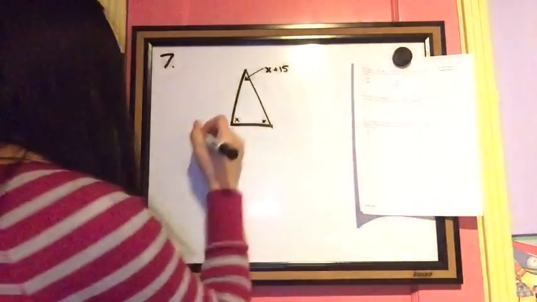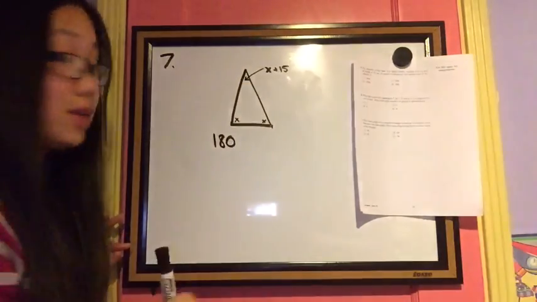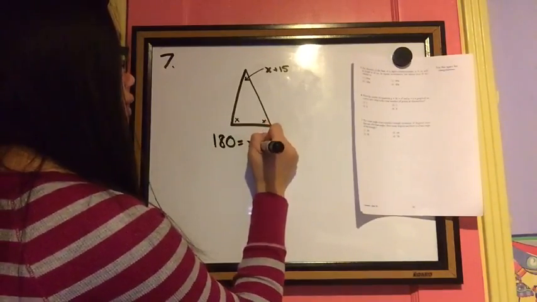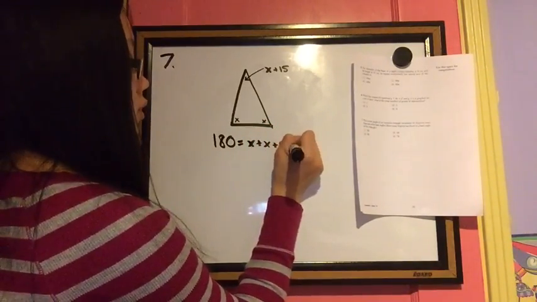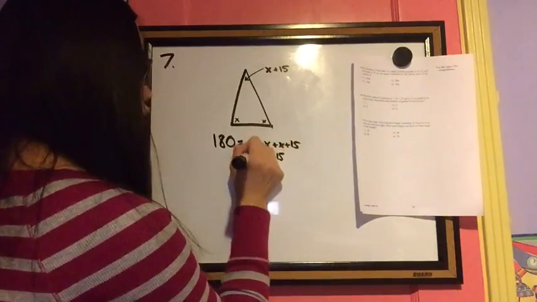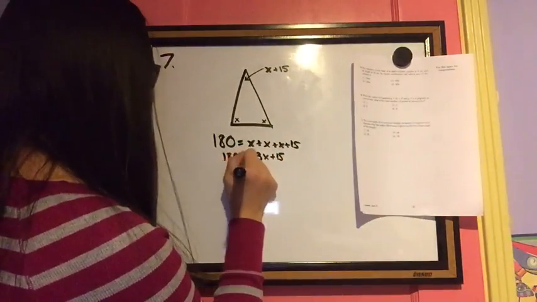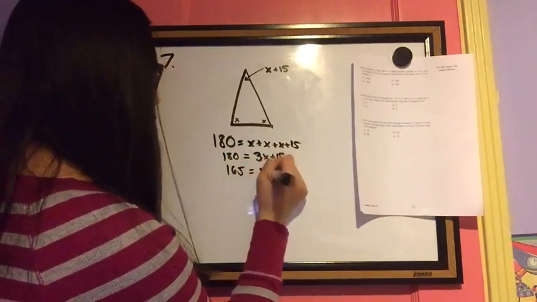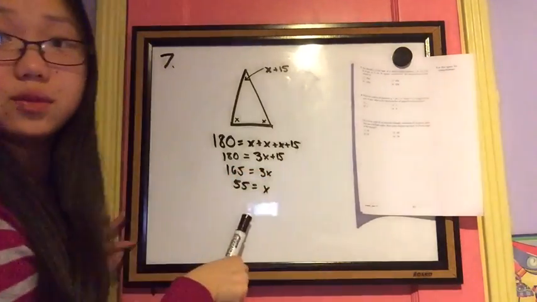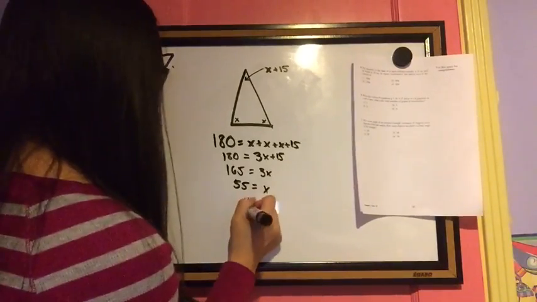In a triangle, there are 180 degrees. All the angles add up to 180 degrees. So x plus x plus x plus 15 is equal to 180. So that's 3x plus 15 equals 180. And then you can solve. And x equals 55. So one of the base angles equals 55, which is number 2.